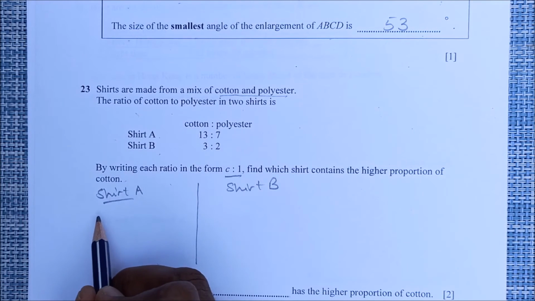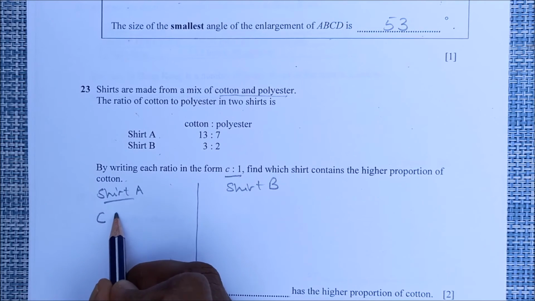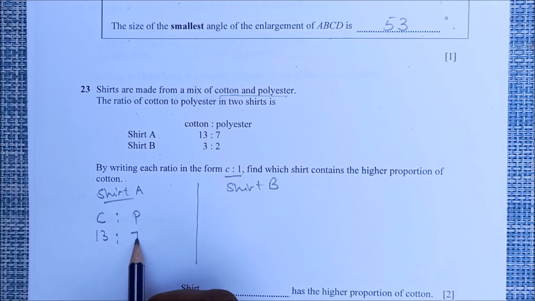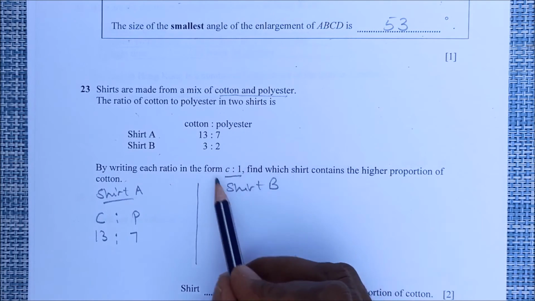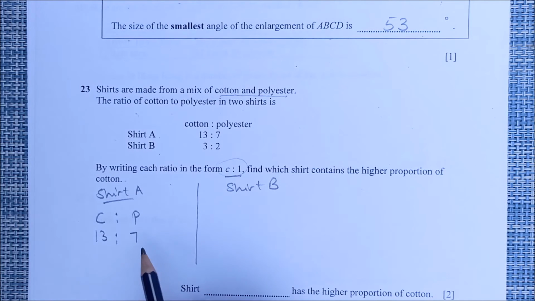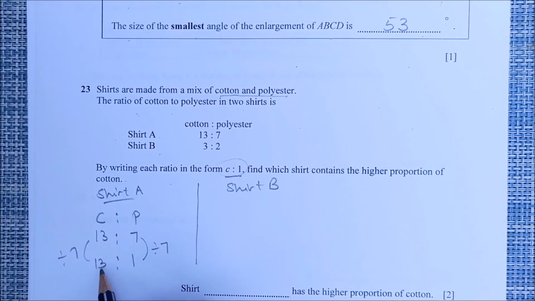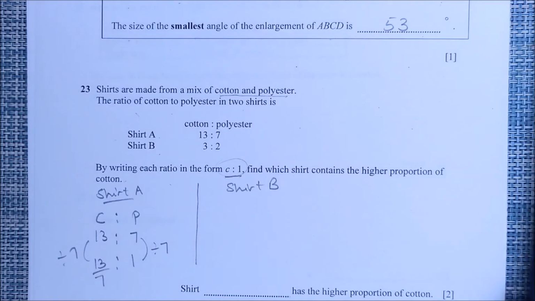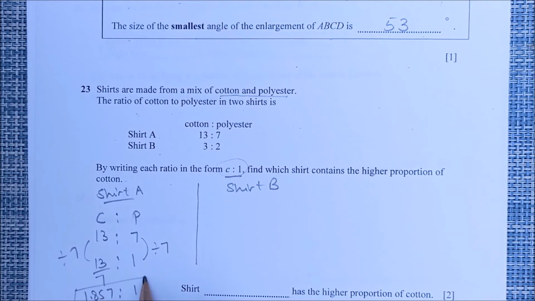For shirt A, we have cotton to polyester. This is 13 to 7. So we need C to 1. That means this side we need to have 1. So divide it by 7 to make this 1. So this side we will also divide by 7. So 13 over 7. When we calculate 13 divided by 7, we have 1.857. This is the ratio of cotton to polyester in shirt A.